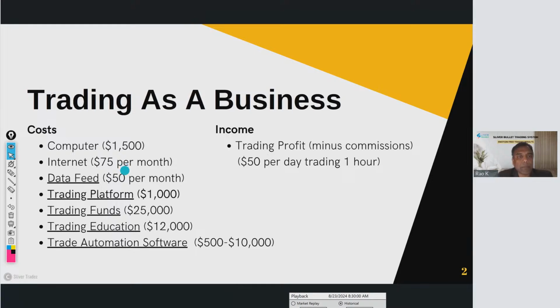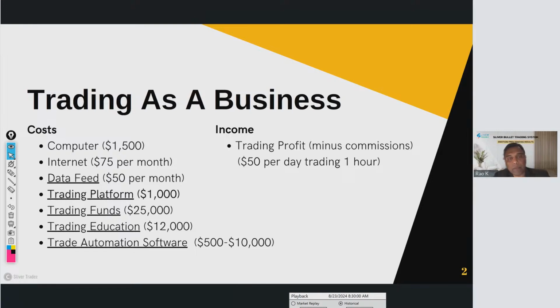And then the internet connection. You need to have a decent internet connection, which costs anywhere from $50 to $100 a month, and $75 is a reasonable number to take. Then the data feed. When you trade, you need a solid, reliable, real-time data feed, and that costs anywhere from $15 to $100. Again, I have taken the midpoint number of $50 per month.